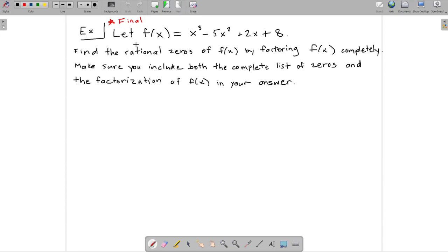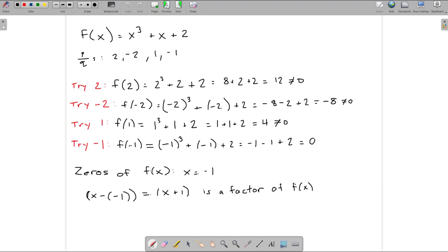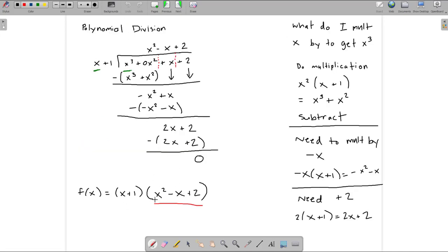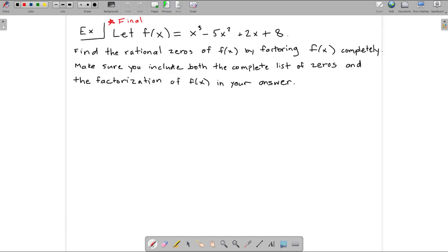So we let f of x equal x cubed minus 5x squared plus 2x plus 8. And we want to find the rational zeros of f of x by factoring f of x completely. And make sure that you include both the complete list of zeros and the factorization of f of x in your answer, which is what we did in the last one. So first we're going to find all the zeros, so we try them all, figure out what they are, and then we write f of x in factored form. So let's go ahead and do that.